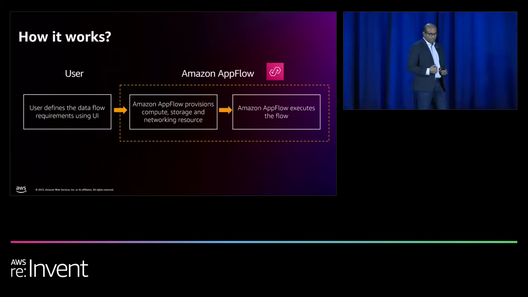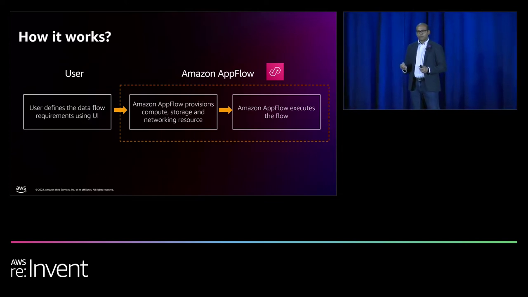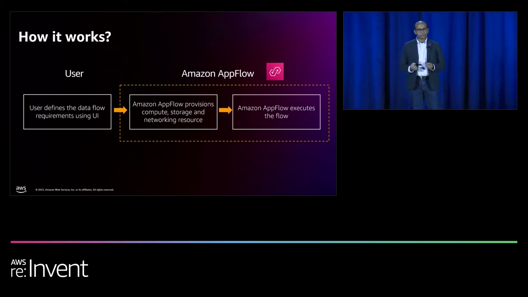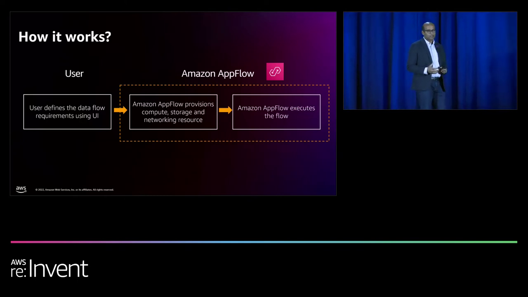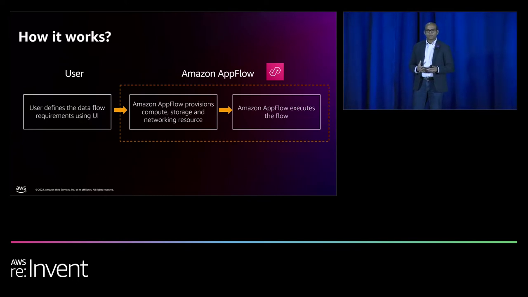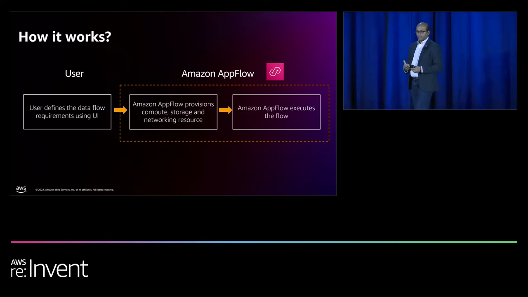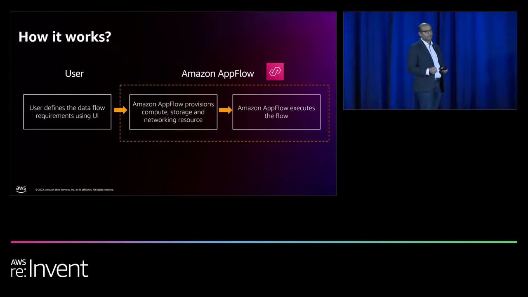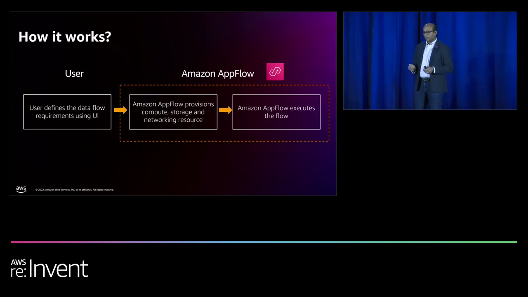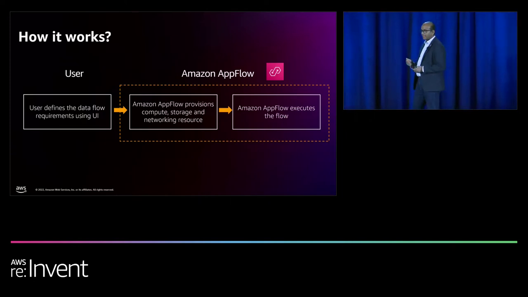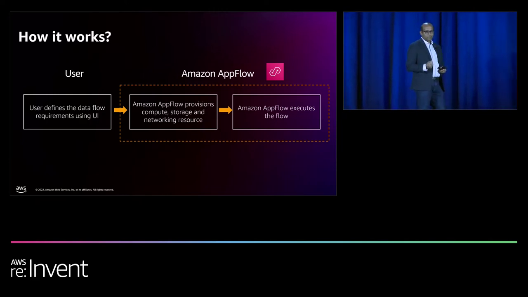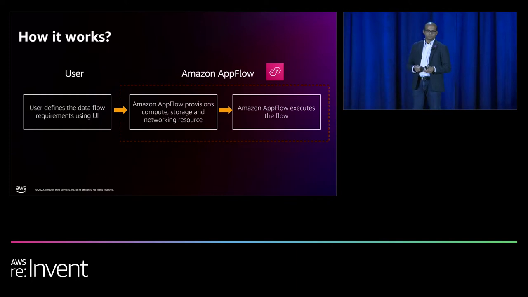Now, how does this work? You can use AppFlow through the console or the API. In either of these fashions, there are two key constructs that you need to keep in mind. One is the connection to the underlying application. You establish that connection by providing the credentials to that application and the respective authentication mechanisms. And the other construct to keep in mind is the flow, wherein you specify the details of your data transfer. With these two constructs, AppFlow provisions compute, storage, and networking resources and executes the data transfer for you.